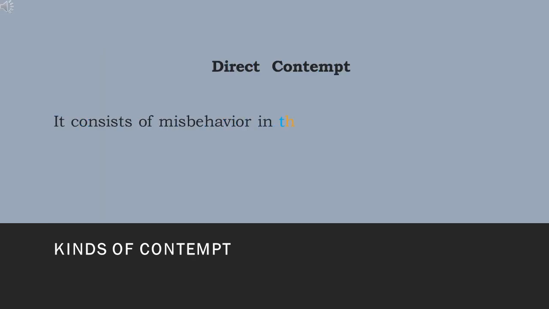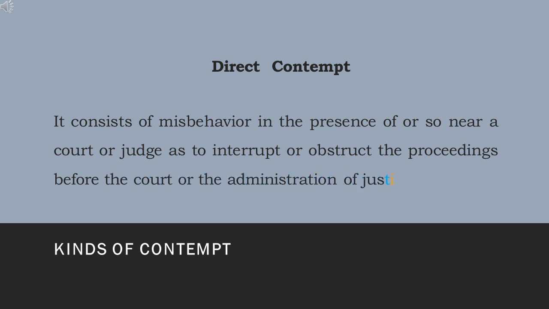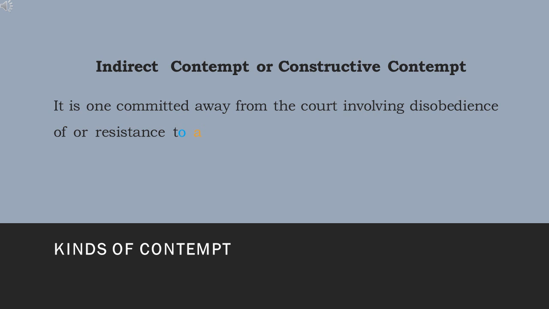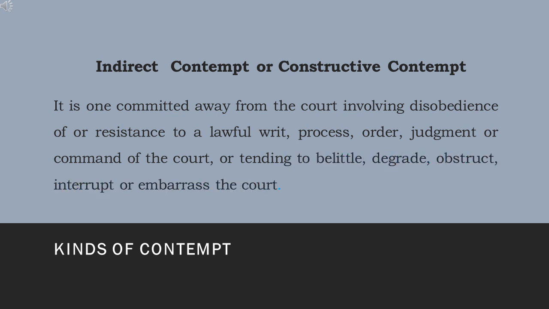Kinds of contempt. Direct contempt consists of misbehavior in the presence of or so near a court or judge as to interrupt or obstruct the proceedings before the court, or the administration of justice. Indirect or constructive contempt. It is one committed away from the court, involving disobedience of or resistance to a lawful writ, process, order, judgment or command of the court, or tending to belittle, degrade, obstruct, interrupt or embarrass the court.